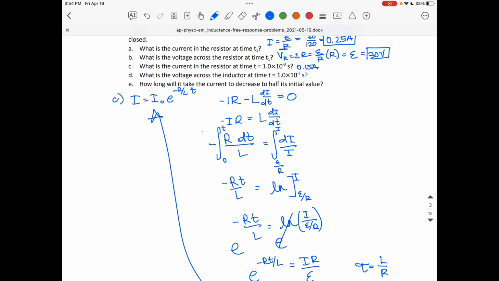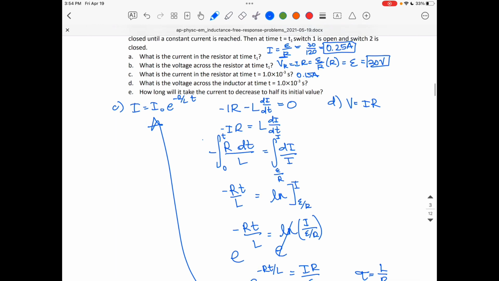The next part is what is the voltage across the inductor at time t. So let's do D here. The voltage across the inductor is going to be IR. And what I'm doing is, based on this equation, my voltage across the inductor is going to be the voltage across the resistor. So since I know the equation for the voltage across the resistor, that same value would be the voltage across the inductor.